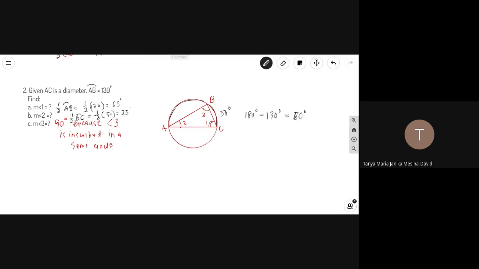On the next video, we'll be looking at tangents and secants of a circle and how these measurements can be solved.